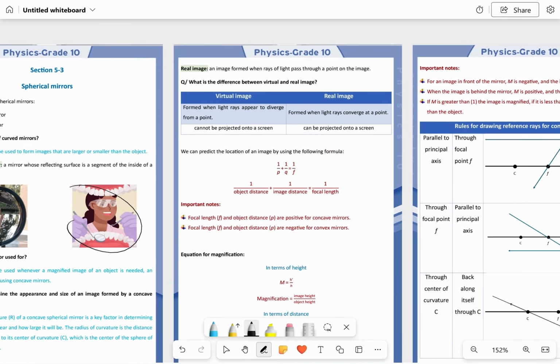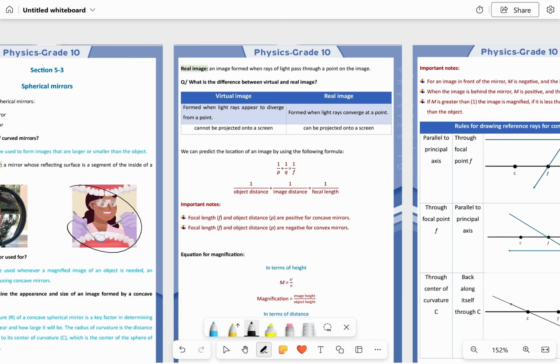We have the difference between virtual and real image. A virtual image is when light rays are diverging. They are not collected at one point. But with real images, light rays are going to be converged. So this is a rule. Anywhere you see an image where light rays are converged, it means it's a real image.